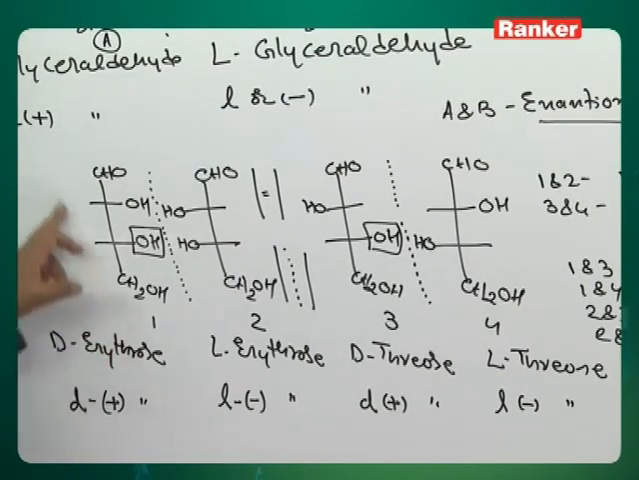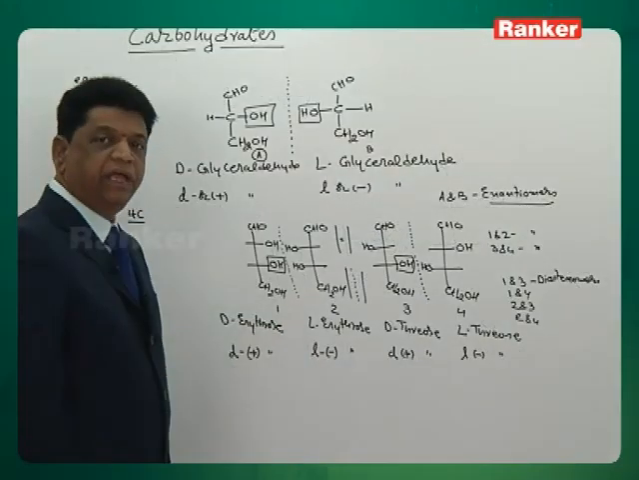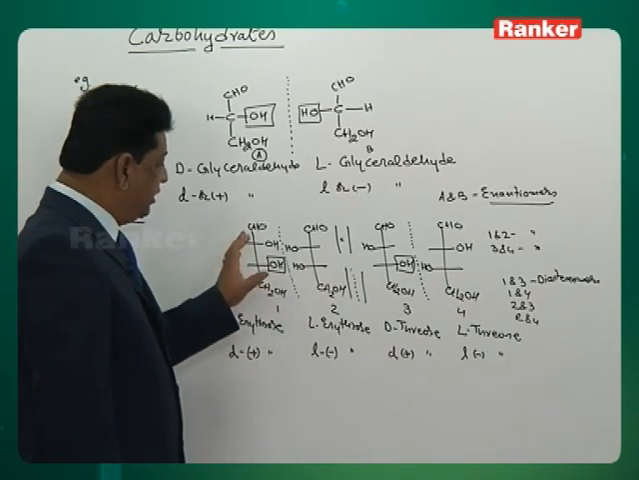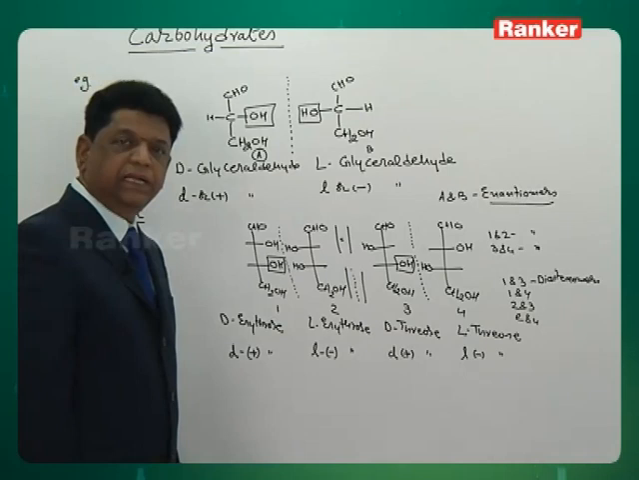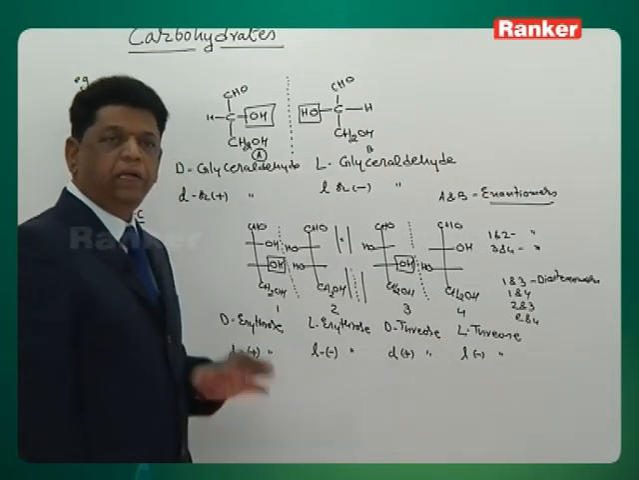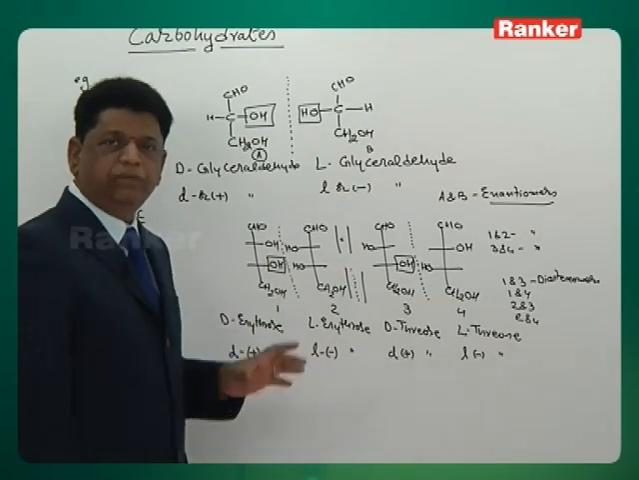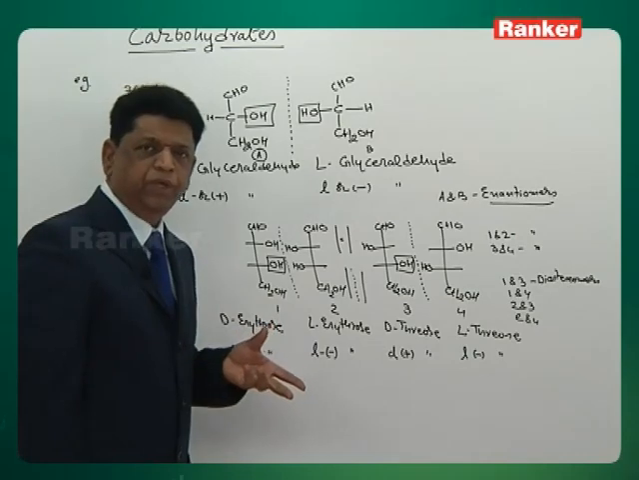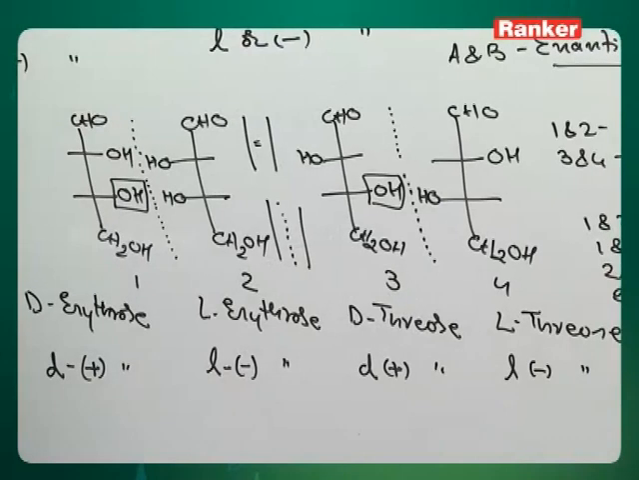Now, if somebody gives a compound, say D threose, and asks you to write its enantiomer, it is not one OH opposite; you have to write the mirror image of the total compound. Once a question was asked where D glucose was printed and the L glucose structure was asked. So it is not just the last carbon, but the total compound you have to write.